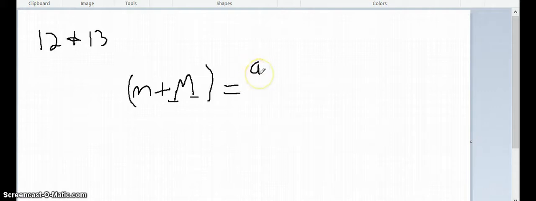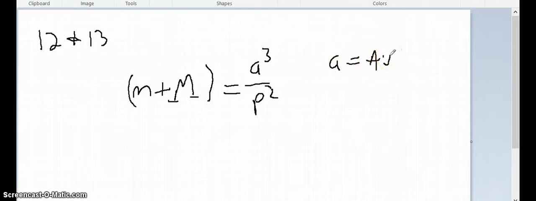So A cubed, the semi-major axis cubed, which is, of course, another way of saying the average distance the two stars are apart, divided by the period squared. That's supposed to be a squared. Sorry. All right, so remember, A will be in astronomical units. Those are the units that we always use for this, and the period, using Kepler's third law in this way, is in years.